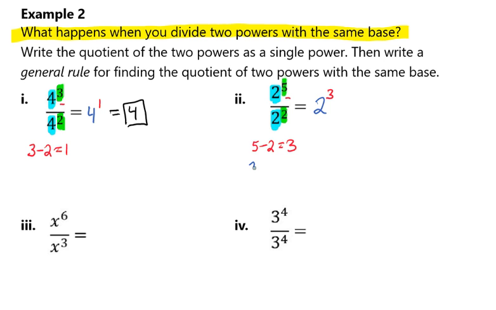If I have 2 times 2 times 2 times 2 times 2, which is 2 to the fifth, and I divide that by 2 times 2, which is 2 squared, I'm then able to cancel out two sets of 2, leaving me with 3 twos. So that's my quotient written as a single power. And if I wanted to continue simplifying, I would get an 8.